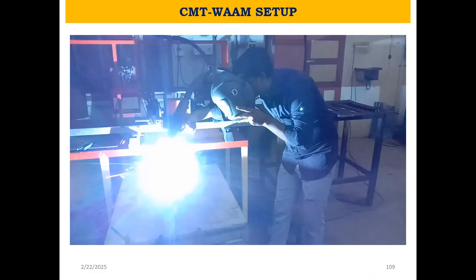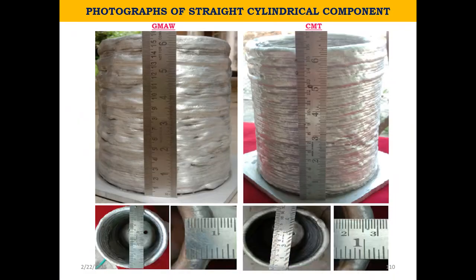CMT worm process during the welding. One of our students has taken the photo. This is a cylinder based on the application. They went for making the cylinder using both the GMW process and the CMT process. Here the bead appearance will show the difference in how both the cylinders look.